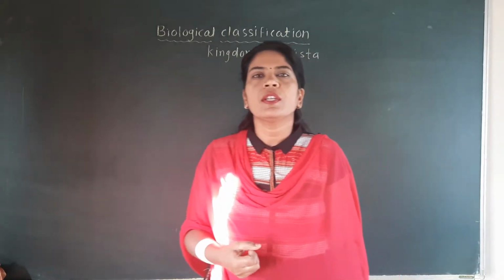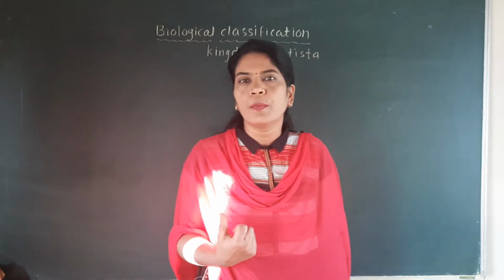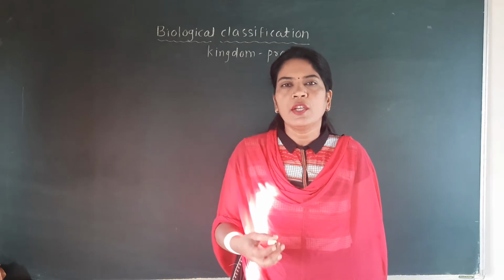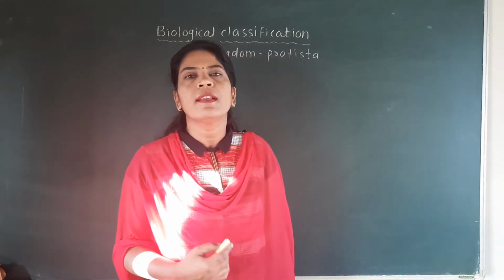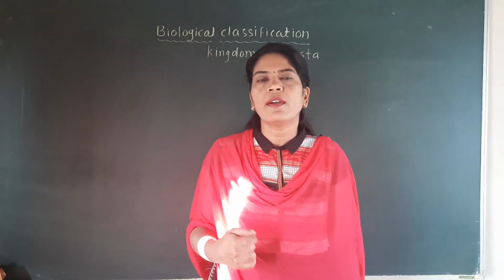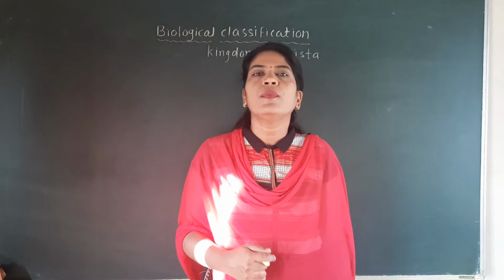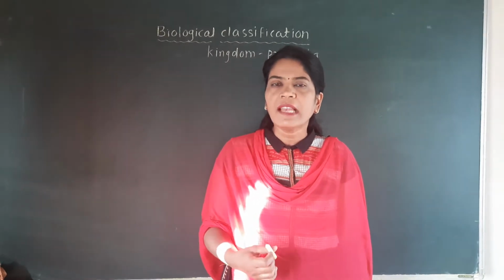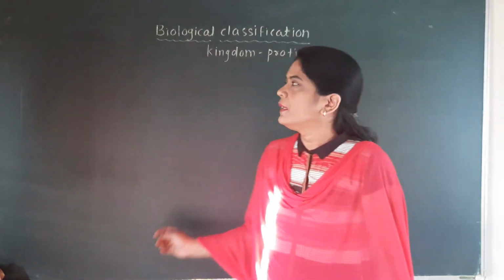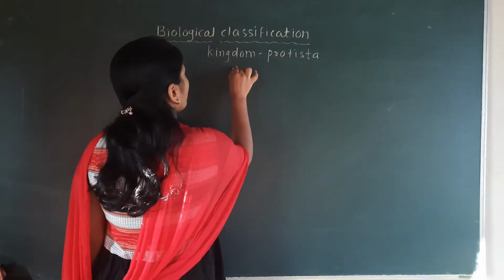In the previous lecture we saw that the kingdom Protista is a group mainly divided into Chrysophyta, Dinoflagellates, Euglenids, slime molds and the protozoans. We have already completed this part of the kingdom Protista up to the slime molds, and now we are discussing the protozoans.